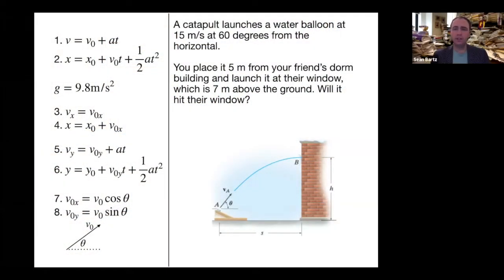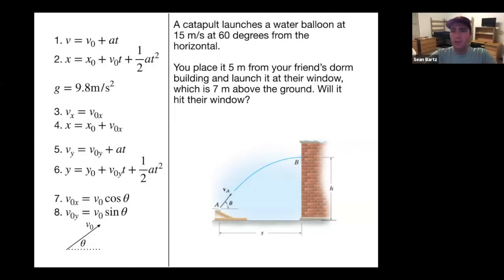Okay, so this question says that there's a catapult that launches a balloon with the velocity and at the angle shown, and the angle is measured from the horizontal. If you place it 5 meters from your friend's dorm building and launch it at their window, which is 7 meters above the ground, will it hit their window? How would you go about answering this question?